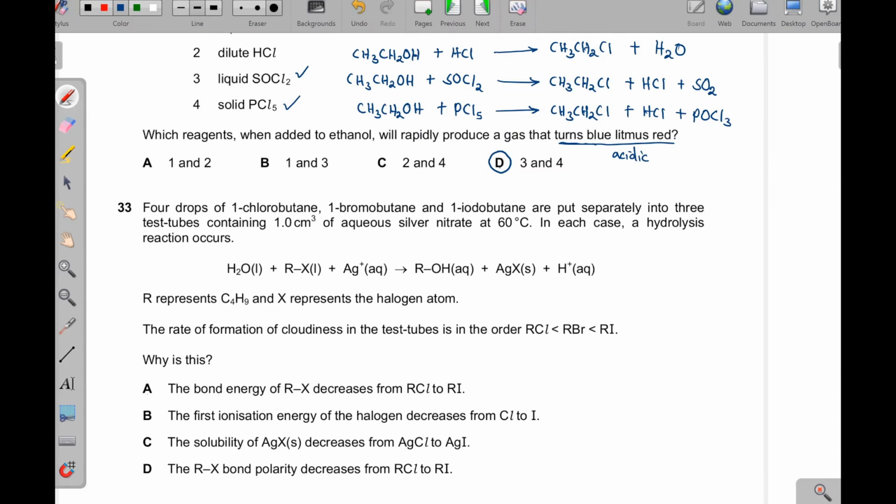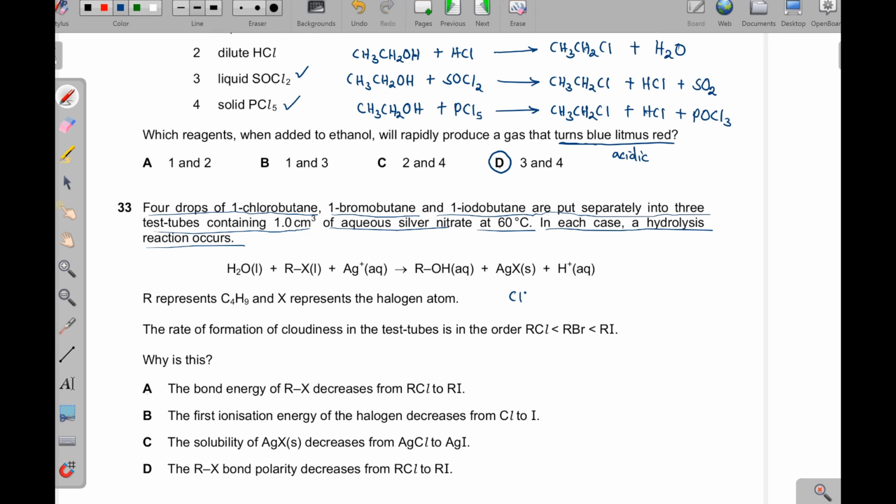Then question 33: 4 drops of 1-chlorobutane, 1-bromobutane, and 1-iodobutane are put separately into 3 test tubes containing 1 cubic centimeter of aqueous silver nitrate at 60 degrees C. In each case, a hydrolysis reaction occurs. This is what is happening. So we get an alcohol there.